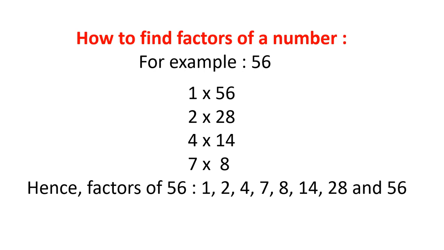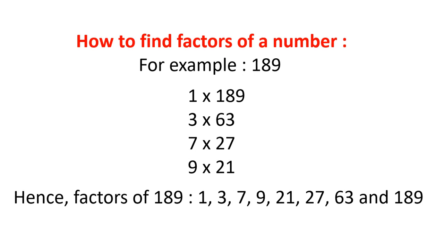So these products have given all the factors of 56. So on the left hand side, I go downward 1, 2, 4, 7, and then from bottom I go upward 8, 14, 28, 56. So the factors of 56 are 1, 2, 4, 7, 8, 14, 28, and 56.